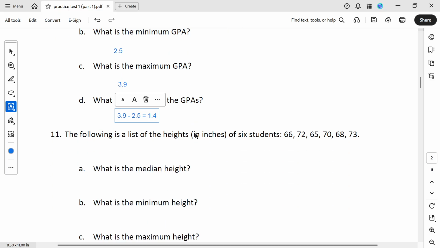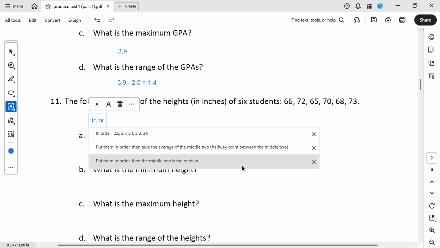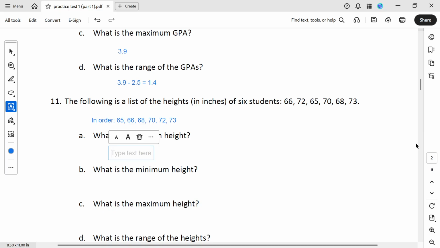All right, and let's do it again with an even list. So first, I'm going to put these in order. So the lowest one is 65, then 66, oh no, sorry, 68, then 70, 72, and 73. Okay, so the middle 2 are 68 and 70. So I'm going to take the average by doing 68 plus 70 divided by 2. You can do that, or you can just know that it's going to be that halfway point between those 2 numbers. So that's going to be 69.